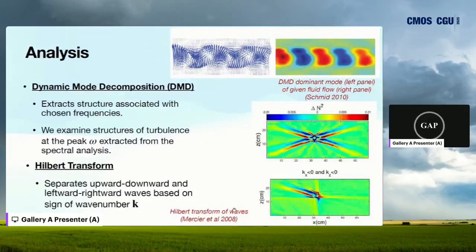In addition, we can use what's known as a Hilbert transform, which will allow us to separate the propagating components of our waves. We see it on the figure on the right from Mercier et al. We have a cross pattern of a flow, but when we separate it based on our wave number k, based on the sign, we can isolate a specific quadrant of that. By doing this, we will be able to determine which direction the waves are propagating and to verify if, as we saw in the simulations, the waves are primarily propagating upward.